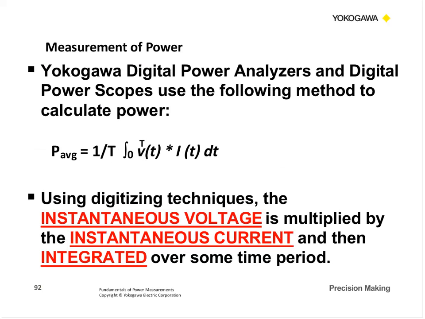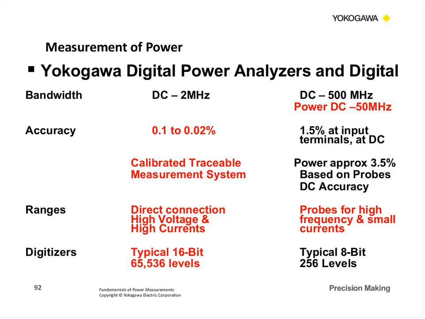So we go back to the firmware having this algorithm in it, where we're taking the digitized values of voltage and current, accumulating them together, integrating them over a time period, and multiplying by 1 over T. So this algorithm is actually built into the firmware.